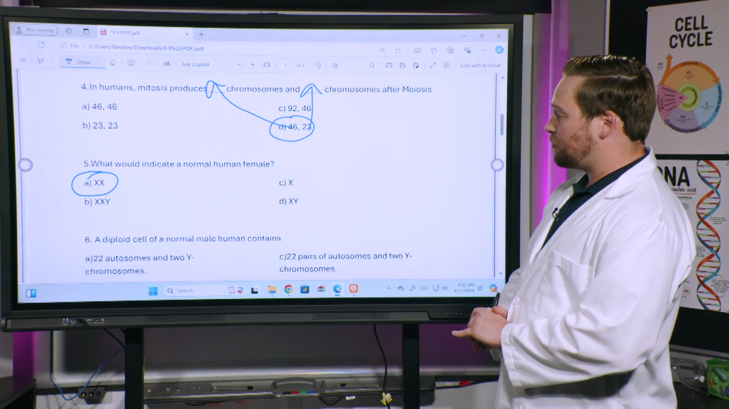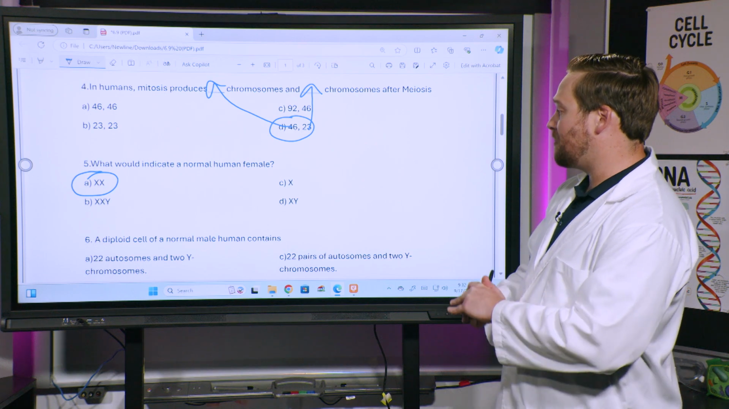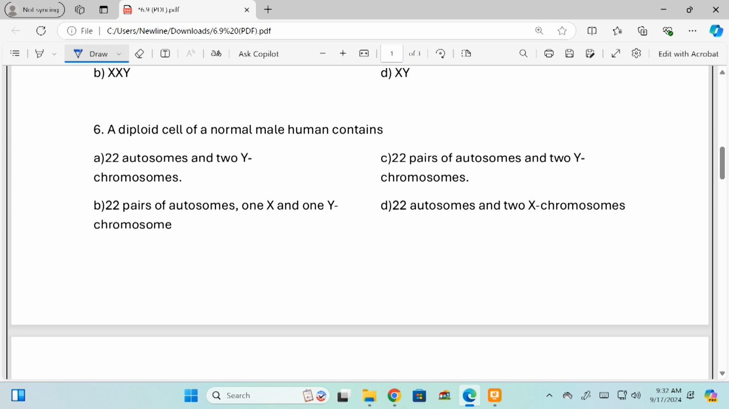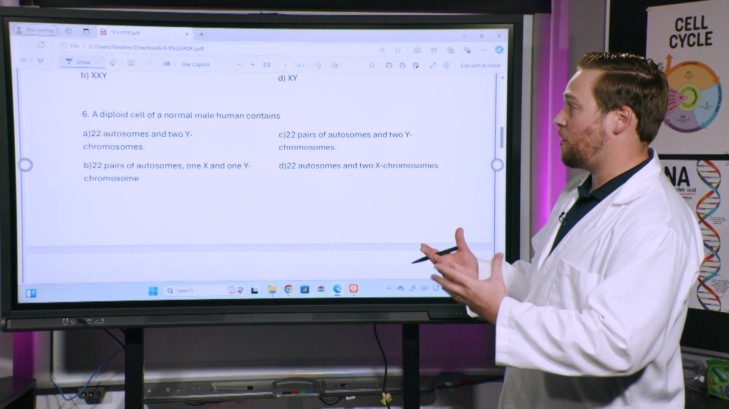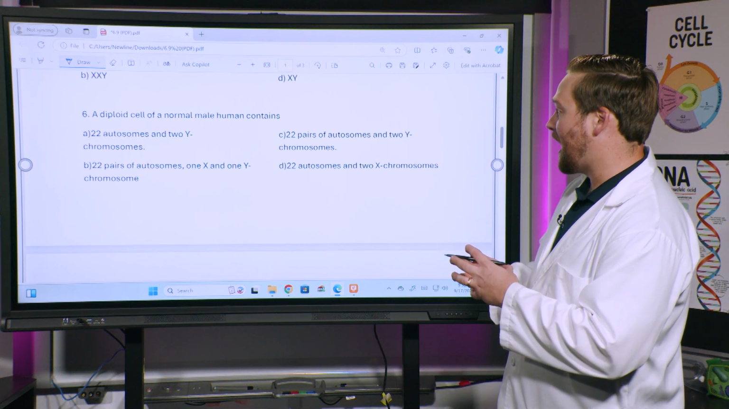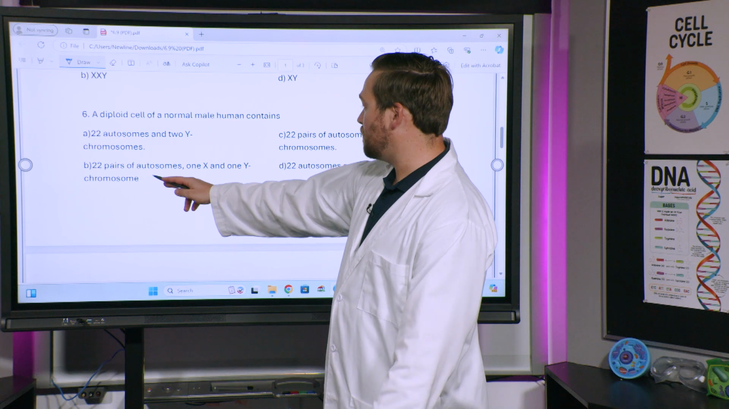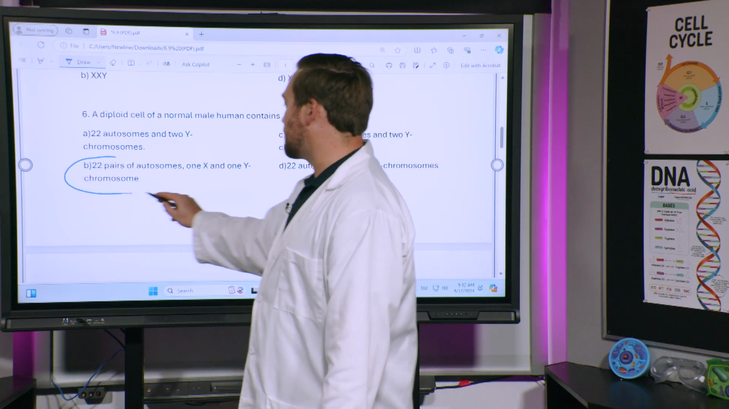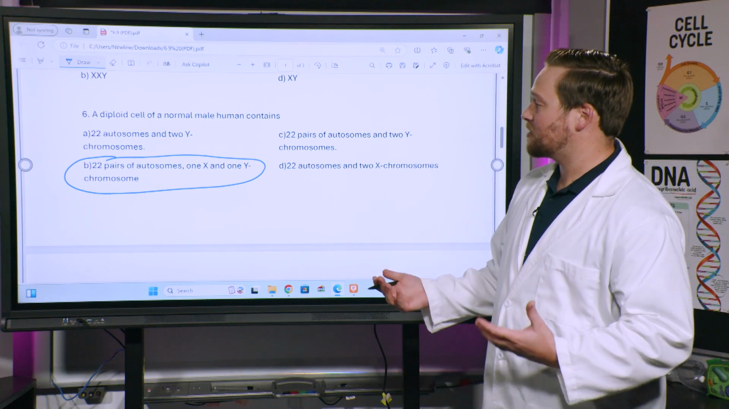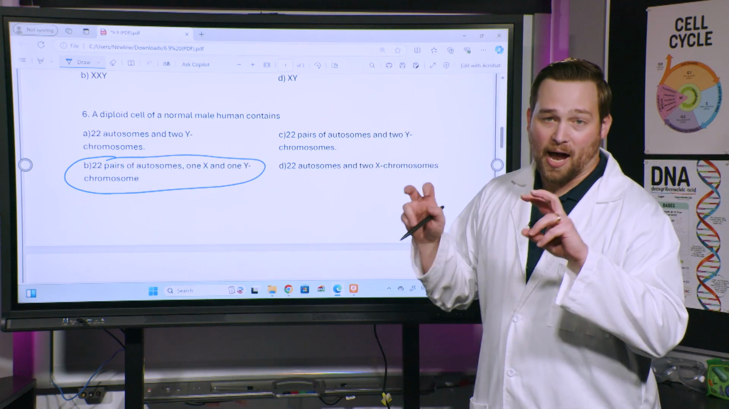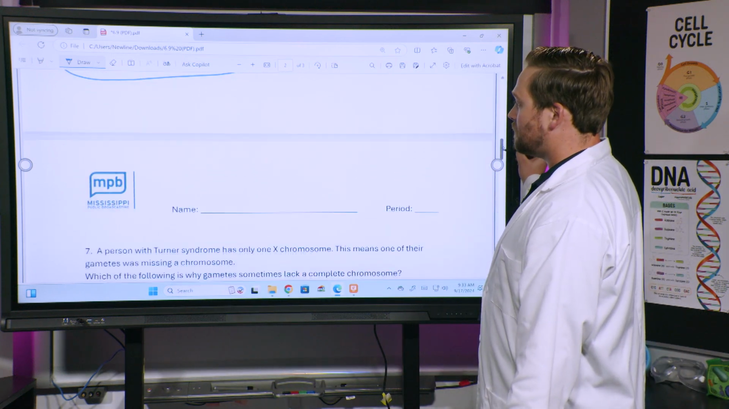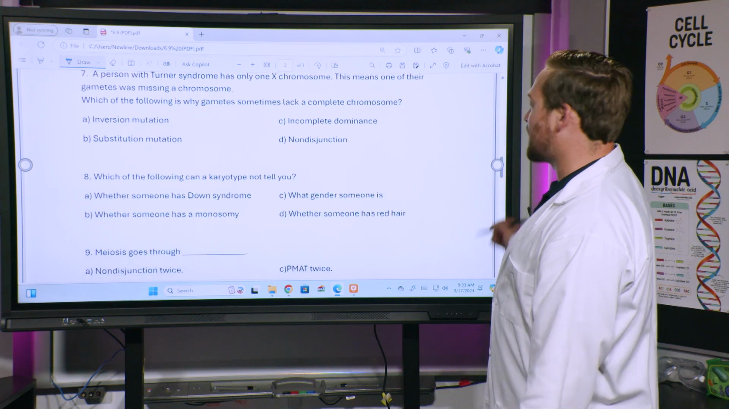Number 6, a diploid cell of a normal male human contains what? Okay, so let's look at these and see. Okay, well, we're going to have 22 pairs of autosomes or body cells, and then what combination of sex chromosomes should we have? Okay, so I see 22 autosomes, 1 X and 1 Y. So this is the combination that would make a male. Males have an X and a Y chromosome for their sex cells, and then 22 pairs of body cells, and another word for body cells are autosomes. Okay? So let's go to 7.